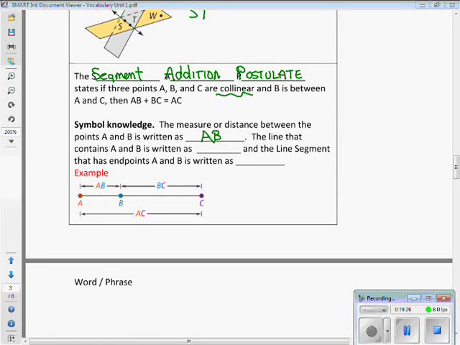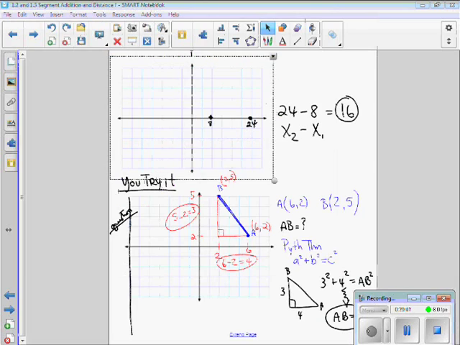All right, so the next thing it says: the measured distance between the points A and B is written as just AB, with no line above it. The line that contains points A and B is written as AB with the line graphic above it. And then the line segment that contains A and B looks like this, with a line segment above it. Okay, that's all of our notes.